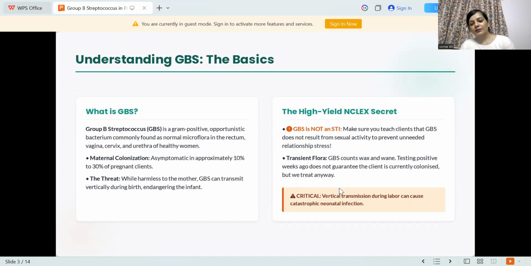Critical, what is the critical point here? Vertical transmission during labor can cause catastrophic, very disastrous outcomes for newborn infants, because it is a very serious neonatal illness which can even cause death.